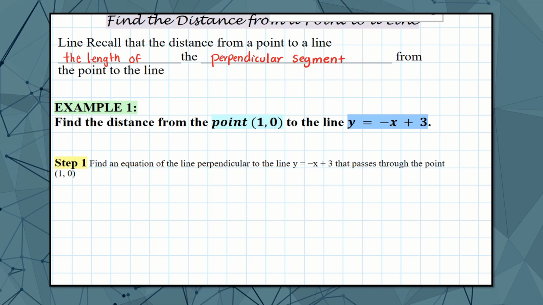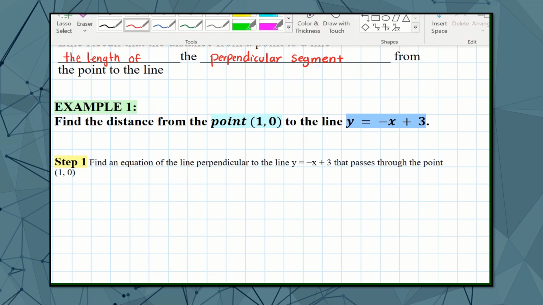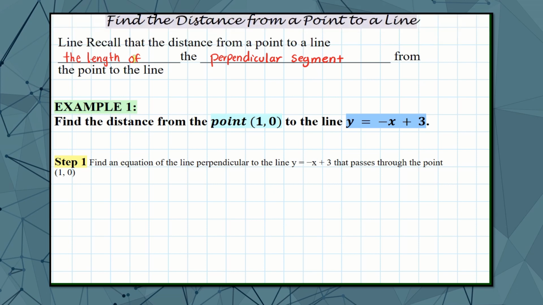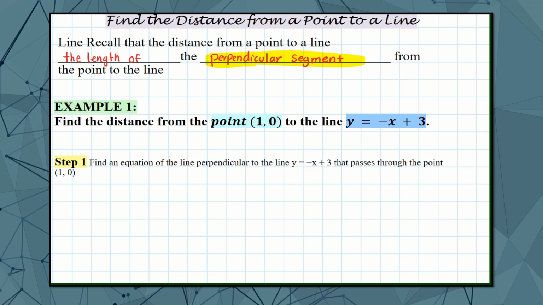This is how we're going to find the distance from a point to a line. So let's recall a few things. We know that the shortest distance from a point to a line is the length of the perpendicular segment from that point to the line. So let's call this point A. We're going to be finding the distance from point A to that given line there.